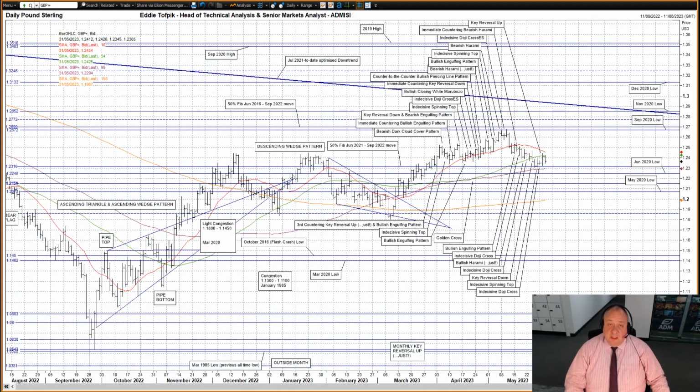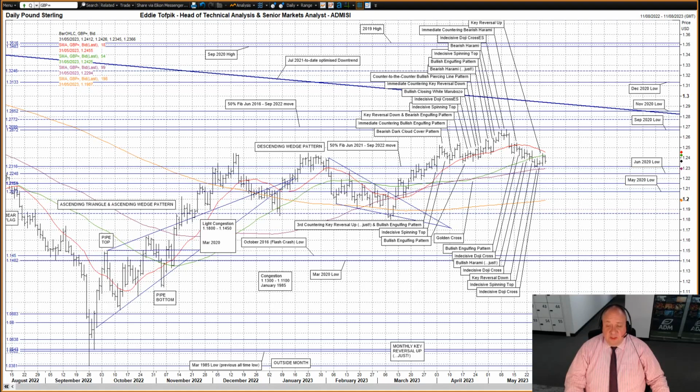Cable, aka sterling against the US dollar. A key reversal up yesterday, which I think was a bit of an over-dramatized response to the previous session's indecisive spinning top. The market seemingly caught this week in between a combination below the flatlining medium moving average, currently 122.94, plus the 50% Fibonacci line of the June 2021 to September 22 move at 123.16. And then on the top side by the slowly rising short medium moving average, though this top side does look a little susceptible right now.